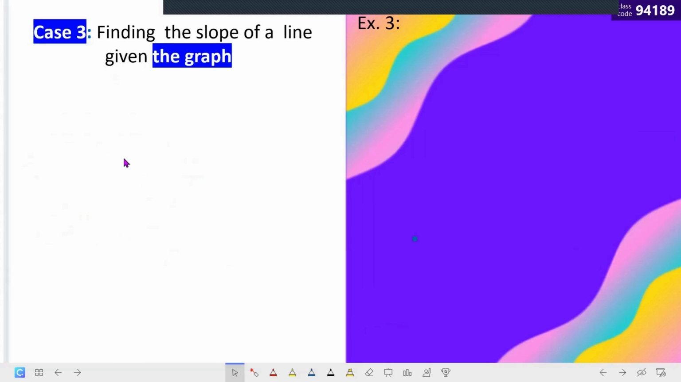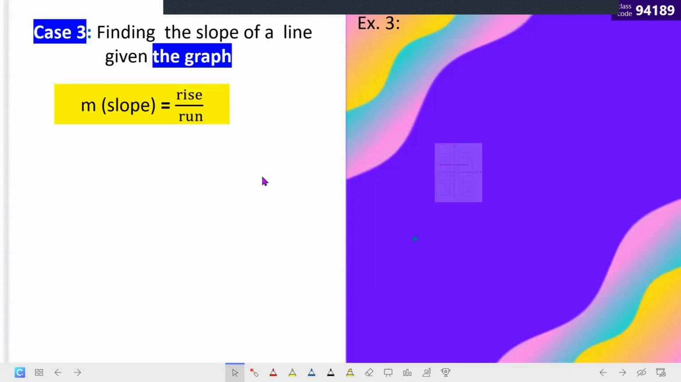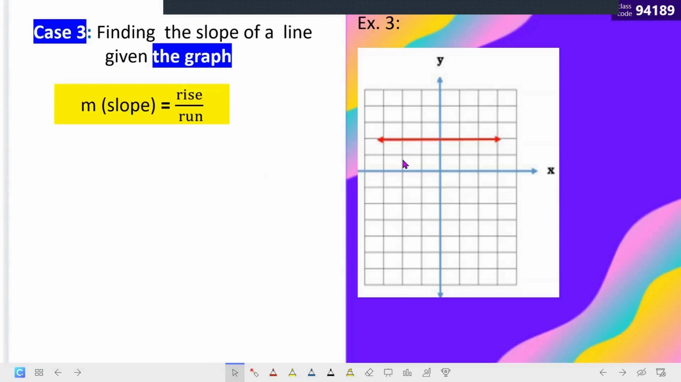Oh, additional example under case 3. Still using a given graph, let's find the slope. This time it's different. The line is flat. It's parallel to our x-axis. So this is our x, and if the line is here or anywhere that is flat and parallel to the x-axis, how do we solve this slope? Well, we will use the same concept or formula.